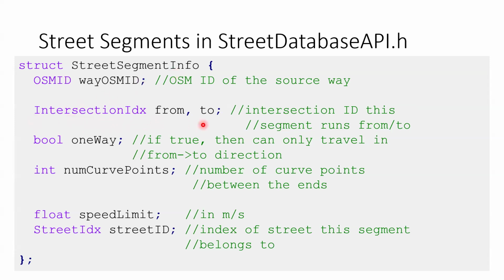Intersection index, the from and the to intersection index. Each street segment connects 2 intersections, and these are the intersection indices. One way signifies whether the street segment is one way. So it's either from to to, or from to to and to from for two-way. And we have other things that are very useful for your drawings in milestone 2.